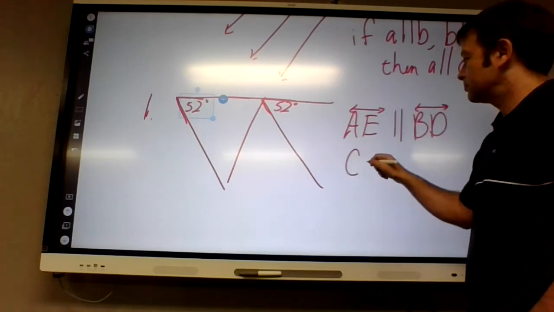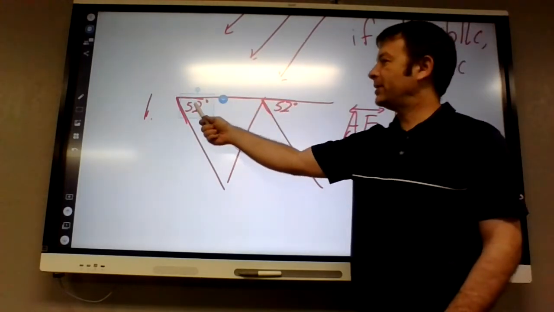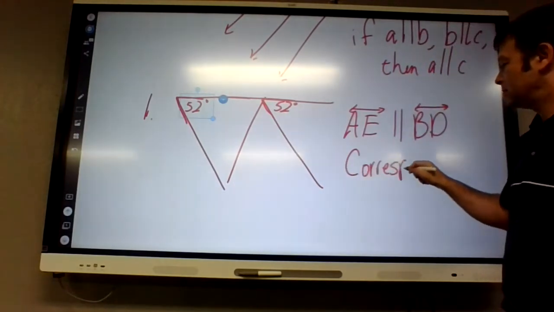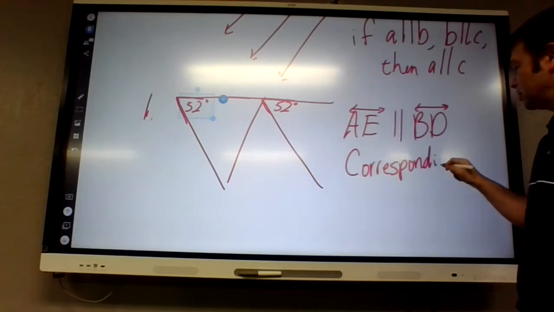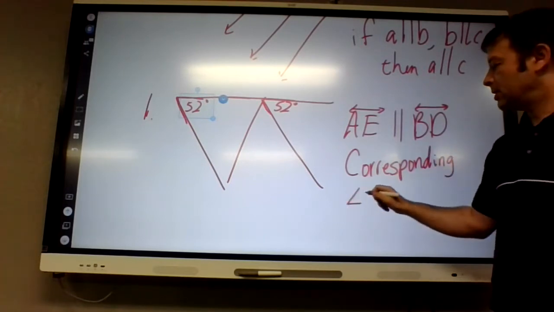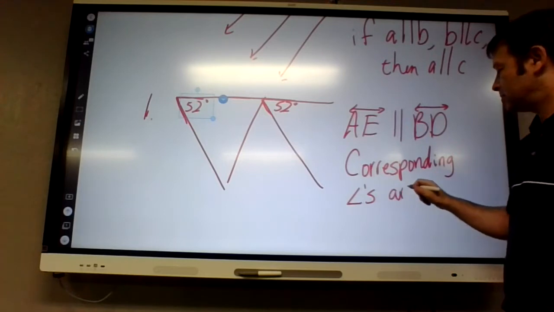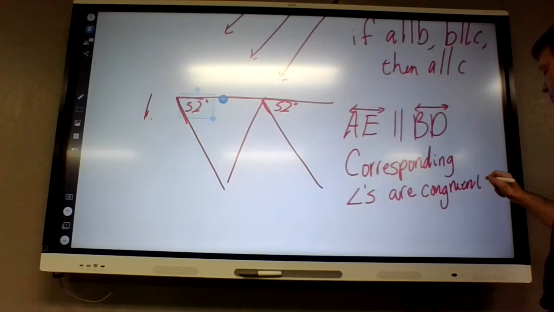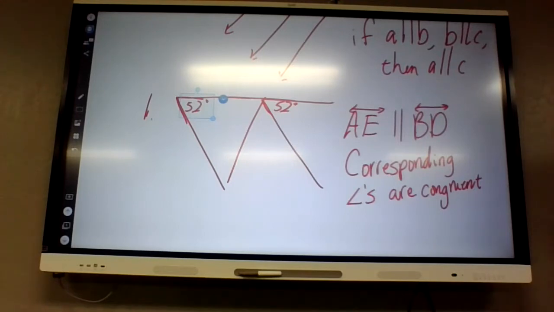And what theorem or postulate did I use? What kind of angles are these? 52 degree angles, acute. Corresponding angles are congruent. They called that the corresponding angle postulate, but I just said postulate. Corresponding angles are congruent and the lines are parallel. That's the whole thing.